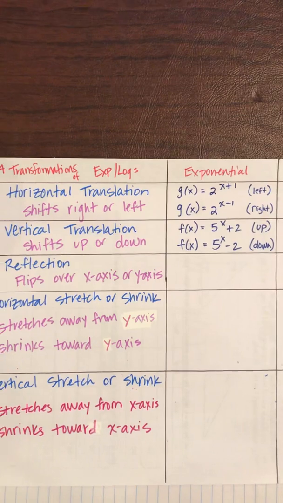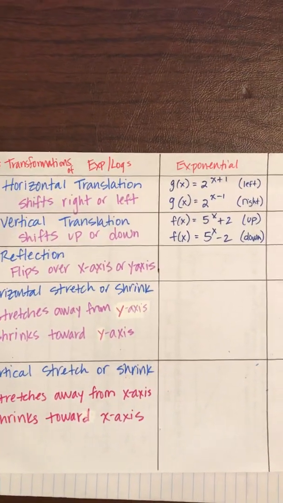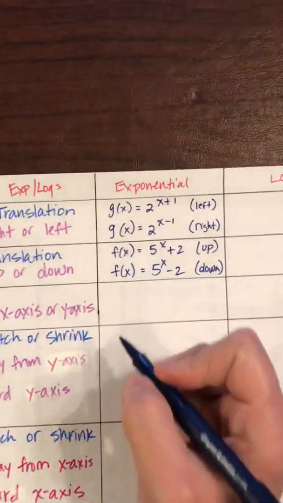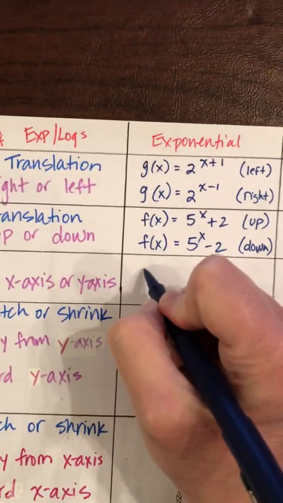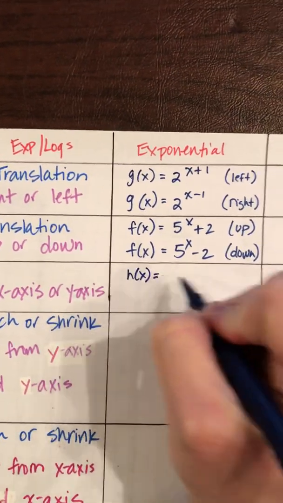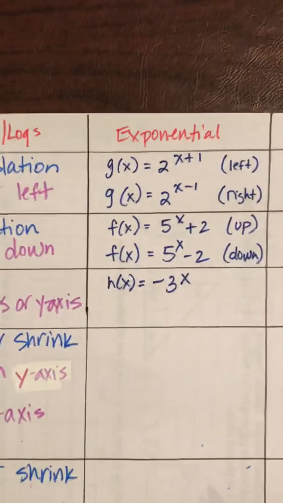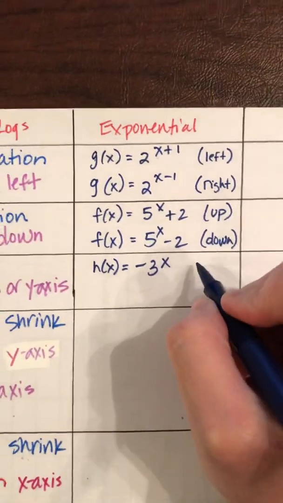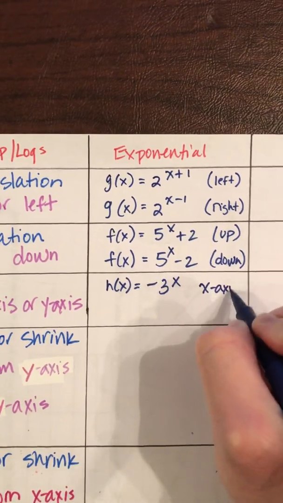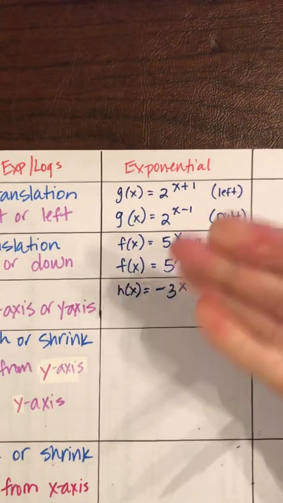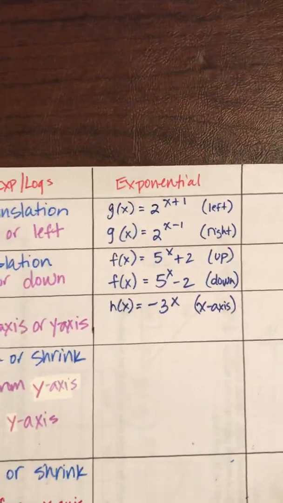All right, so then we get into some other ones. The next one is a reflection. So there's a flip over the x-axis or over the y-axis. Your function might look like, say, negative 3 to the x. What that negative out in front does is cause my graph to flip over the x-axis. So think about it like flipping up and down.